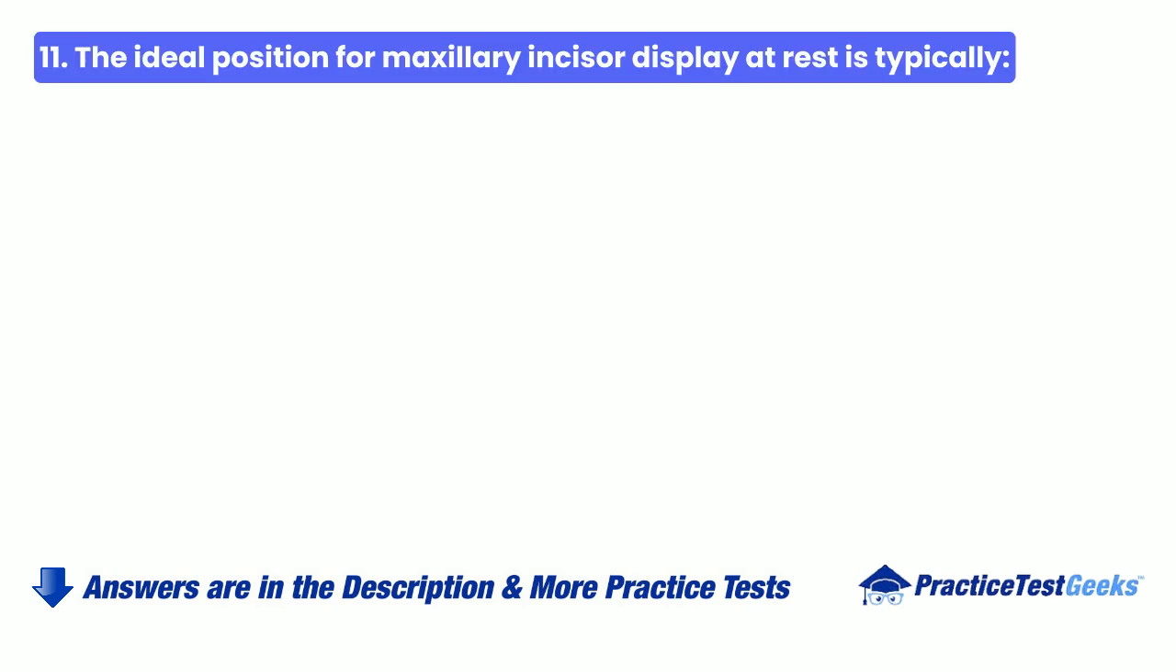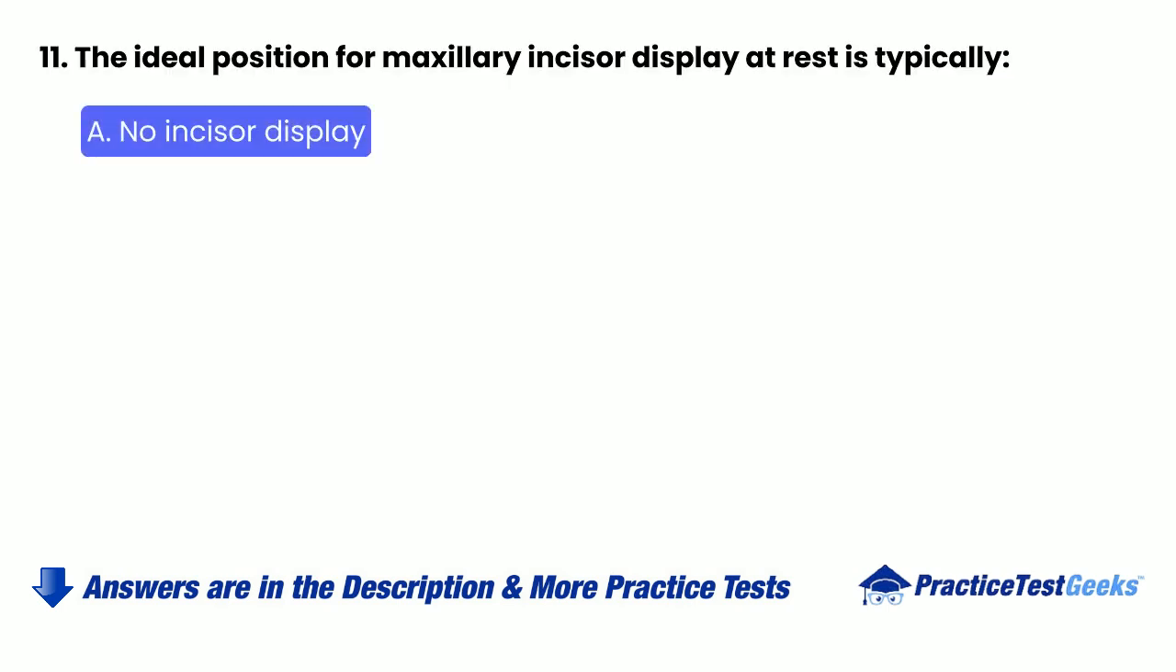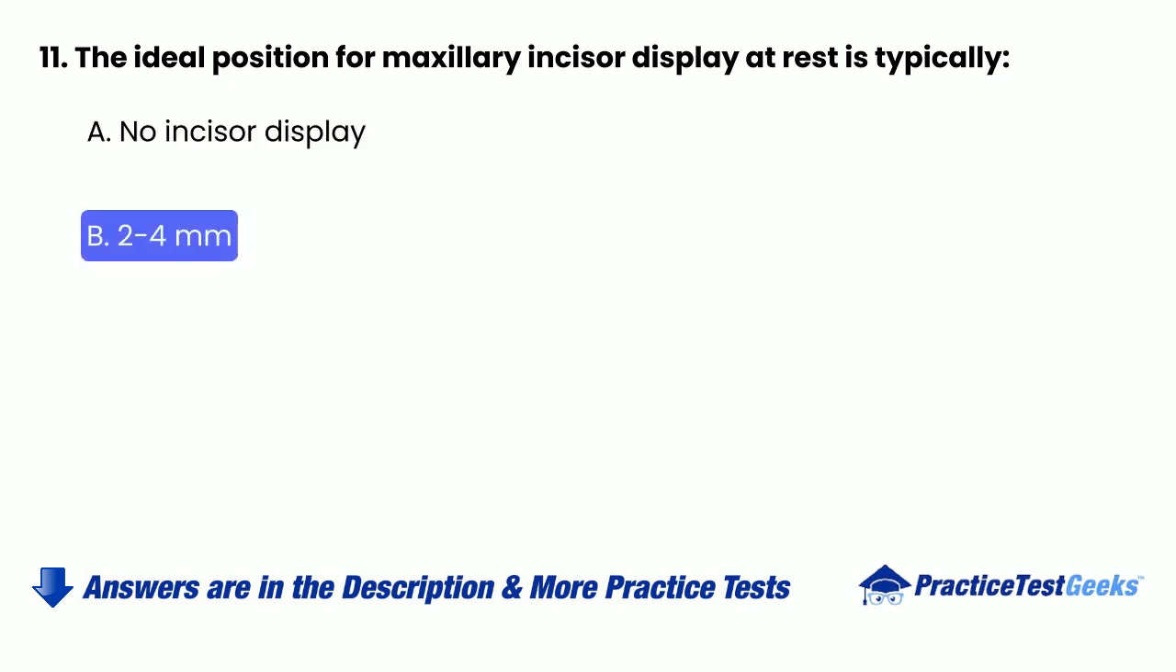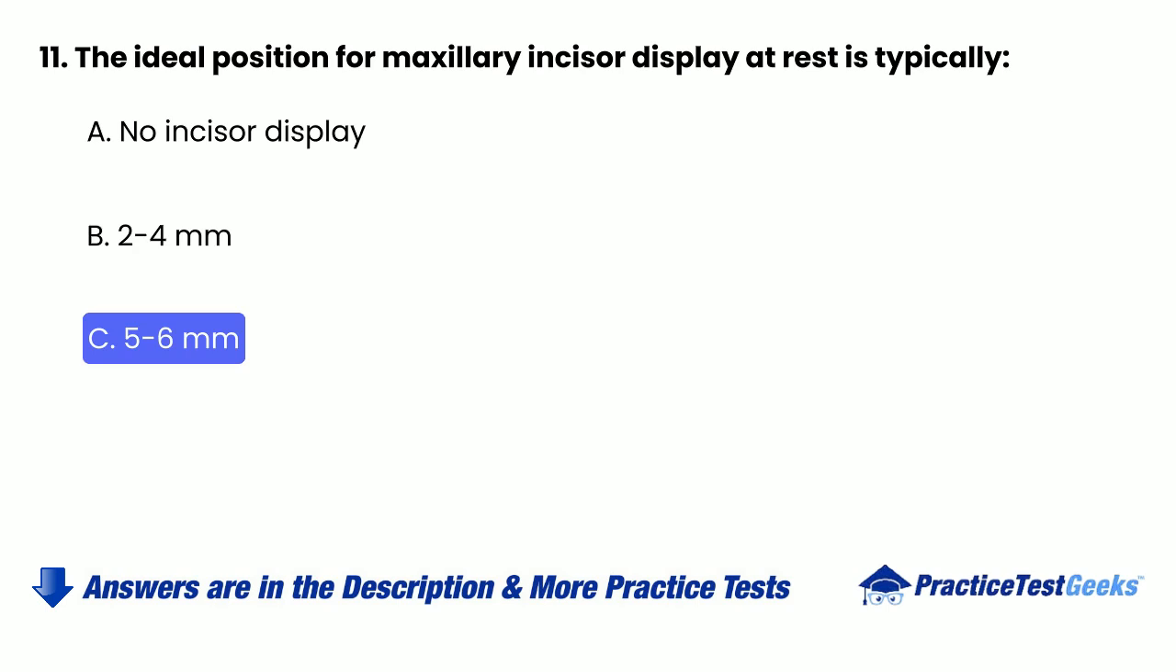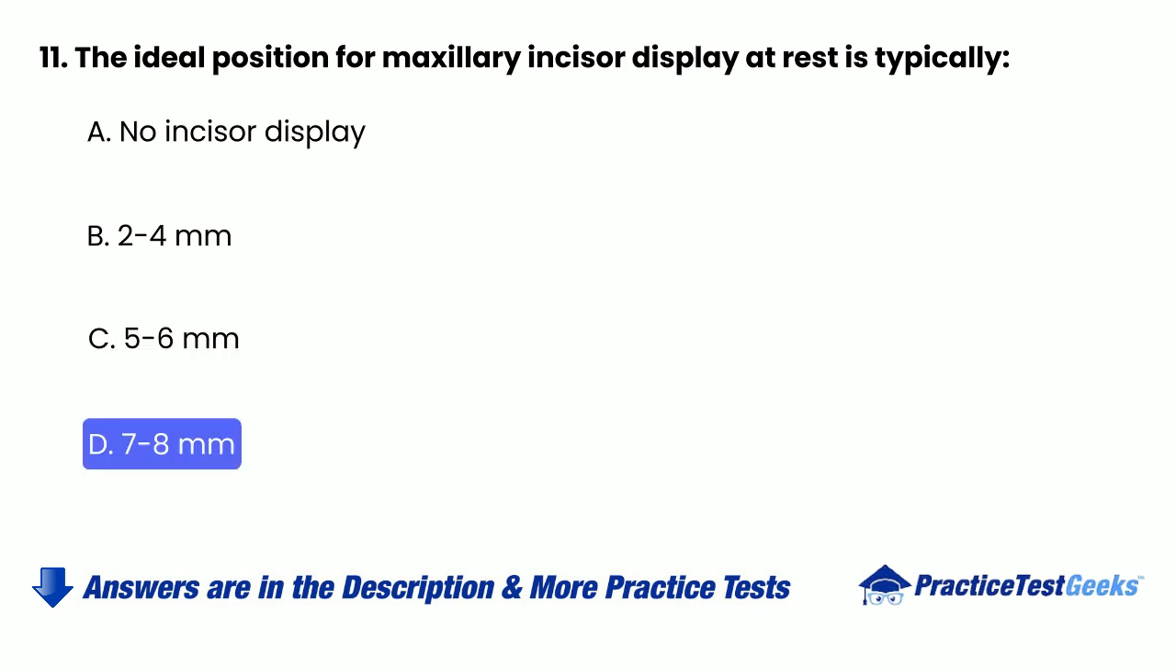11. The ideal position for maxillary incisor display at rest is typically: A. No incisor display. B. 2 to 4 millimeters. C. 5 to 6 millimeters. D. 7 to 8 millimeters.